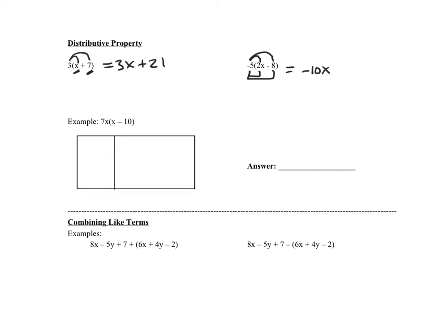And negative 5 times negative 8. If you're a little confused about that negative 8, remember you can always write plus the opposite. That just emphasizes that it's negative 5 times negative 8, which is positive 40.